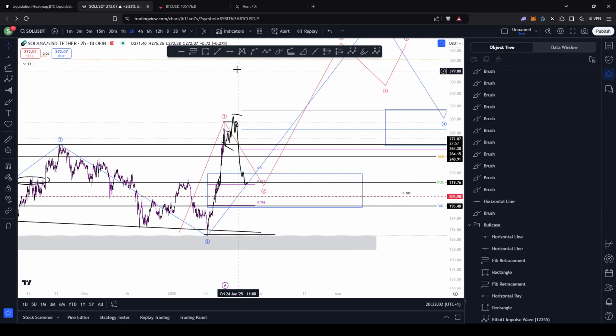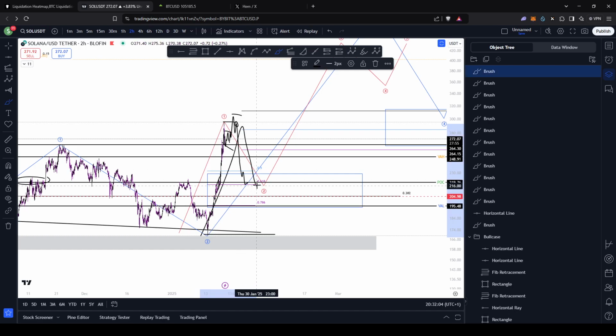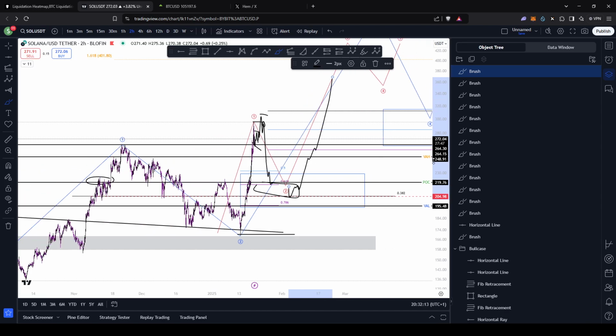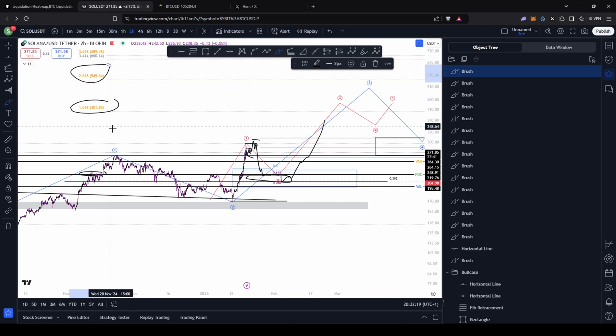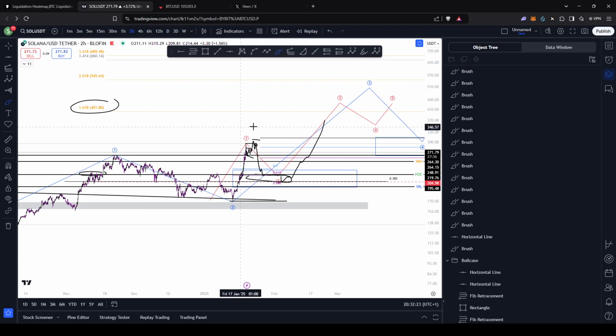That would be a deeper correction, but that would still likely be just into your golden pocket if this was your move up, and then you could get that expanded move again towards the upside into 1618, $400, potentially 2618 at 545.